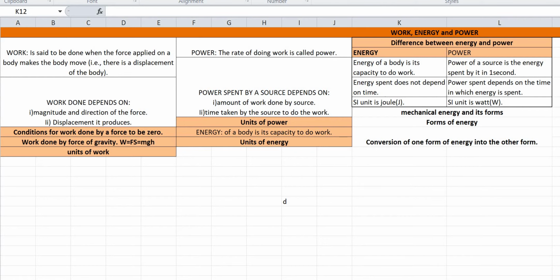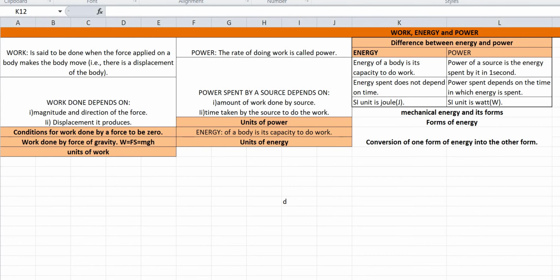Wind energy. The energy possessed by fast moving air or storm is called wind energy. Sound energy. A vibrating body possesses sound energy. Magnetic energy. The energy possessed by a magnet due to which it can attract iron filings is called magnetic energy. Mechanical energy. The energy possessed by a body due to its state of rest or due to its motion is called mechanical energy. So we have read this just now.